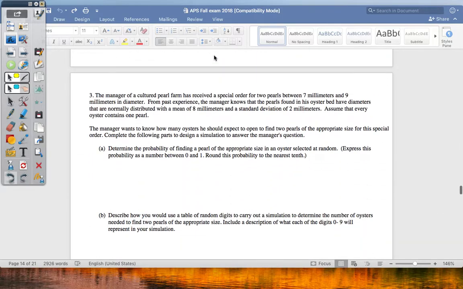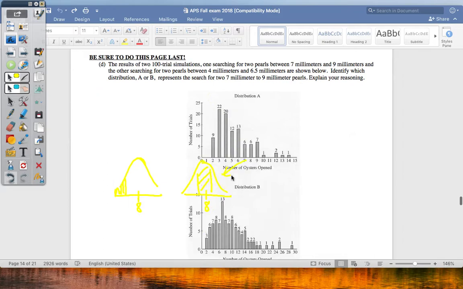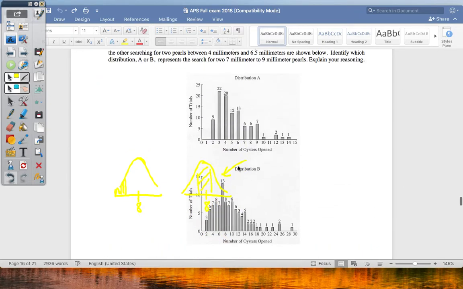Because if you think about it, when you look at the normal distribution, where this is 8, 4 to 7.5 would be more on this side, right? Whereas compared to 7 to 9, that would be more towards the middle, and this would have a higher probability of having less oysters than the one on part B.